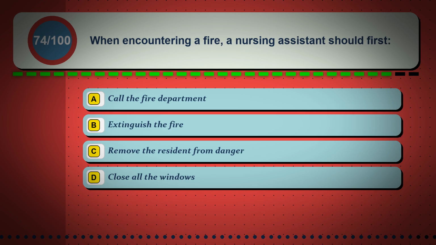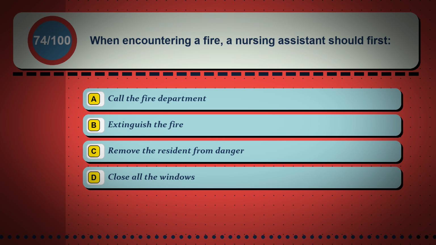Question 74. When encountering a fire, a nursing assistant should first: Option A, call the fire department. Option B, extinguish the fire. Option C, remove the resident from danger. Option D, close all the windows.